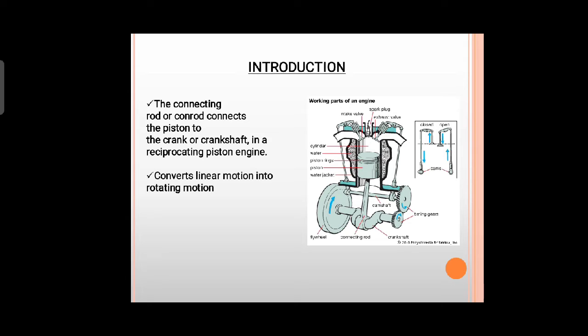Introduction. The connecting rod, or con rod, connects the piston to the crank or crankshaft in a reciprocating piston engine, and converts linear motion into rotating motion.